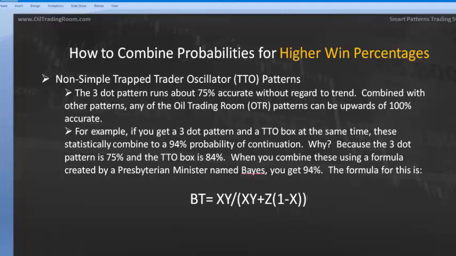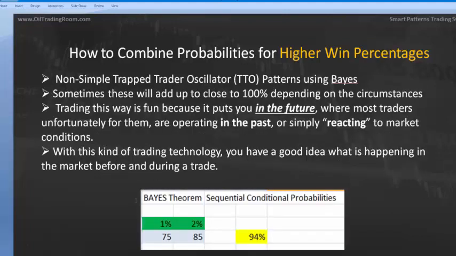And you can put it into a spreadsheet that I have called the Bayes spreadsheet. So when you input those 2 probabilities, you get 94% on the spreadsheet. And at the end of the webinar, I'm going to give you a copy of the spreadsheet so you can use it. Okay. So sometimes these will add up to close to 100%. Actually, sometimes they'll go to 100%.